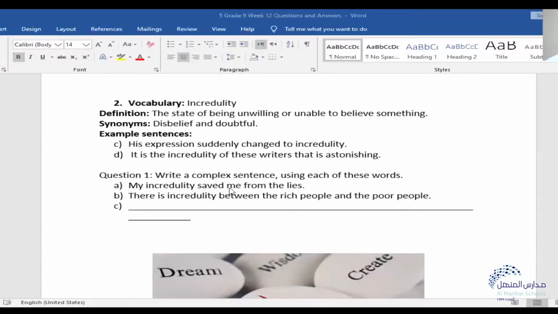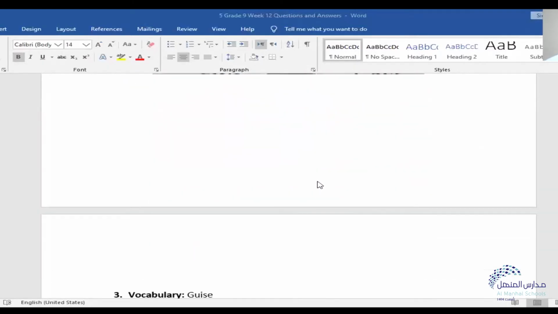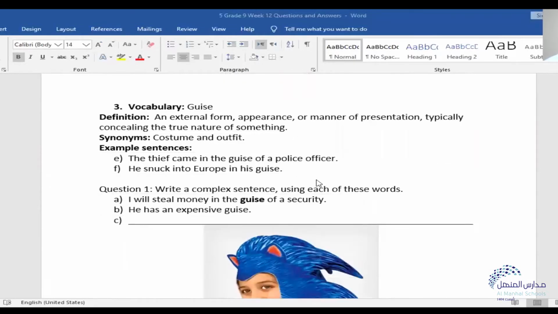The second piece of vocabulary, or the second word, is incredulity. Again, here a complex sentence using the word incredulity, and the answers that the students gave was, my incredulity saved me from the lies. And the second one, there is incredulity between rich people and the poor people. And what you'll see, the common thing is that these sentences are very difficult to get wrong, as long as you use the correct sentence type, complex sentence, and then you use the word itself. Very difficult to get wrong, and also a great way for students to earn grades.